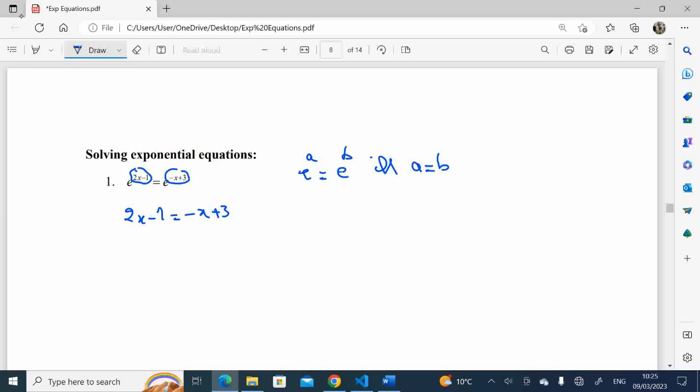In order to solve this equation, this is a simple linear equation, so taking x to one side, 2x plus x is equal to 3 plus 1, which means 3x equal 4, so x equal 4 over 3. So 4 over 3 is accepted because all exponential functions are defined everywhere. It means from minus infinity to plus infinity, so this solution is accepted.